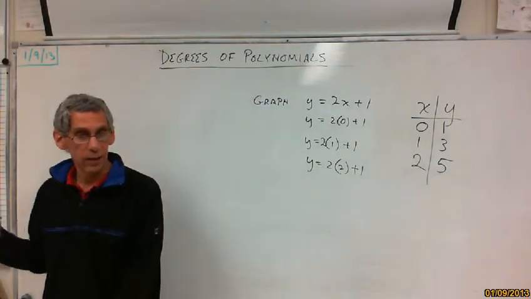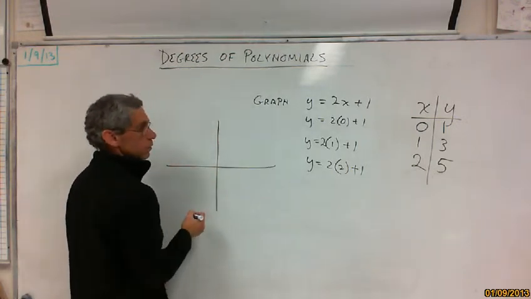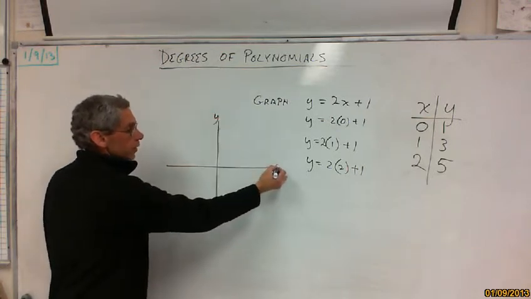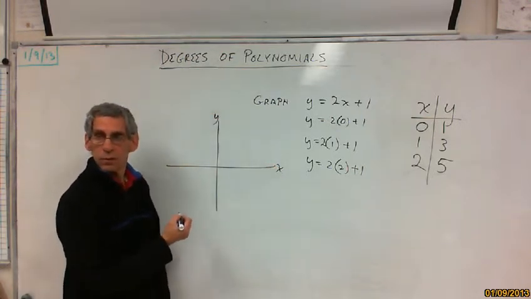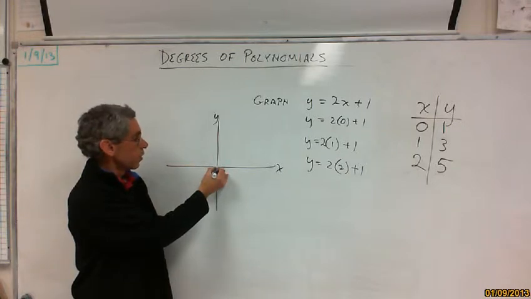If I were going to graph that, how would I graph 0 comma 1? This is my y-axis. This is my x-axis. You go 0 on the x and then 1 on the y. So I'm not going to go anywhere on the x-axis, but I'm going to go up 1 on the y-axis, and I put a dot.